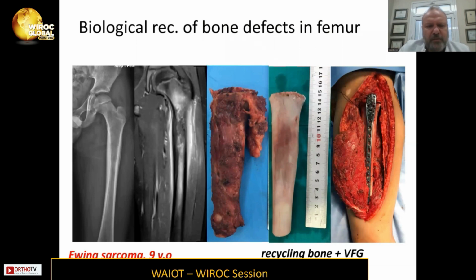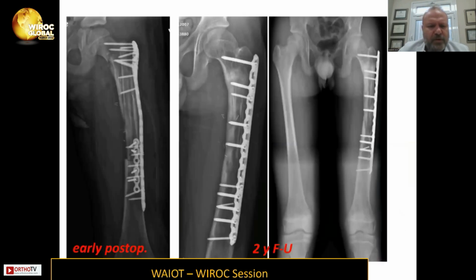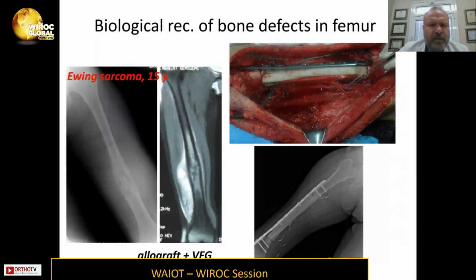Another patient, again in the proximal femur, a Ewing sarcoma in a 9-year-old boy, and again, following wide resection, the bony defect was reconstructed by recycling bone and vascularized fibular graft. And you see the early postoperative and 2-year follow-up radiographs, which show complete healing of the fibular graft and good incorporation of the fibular graft and the surrounding recycling bone.